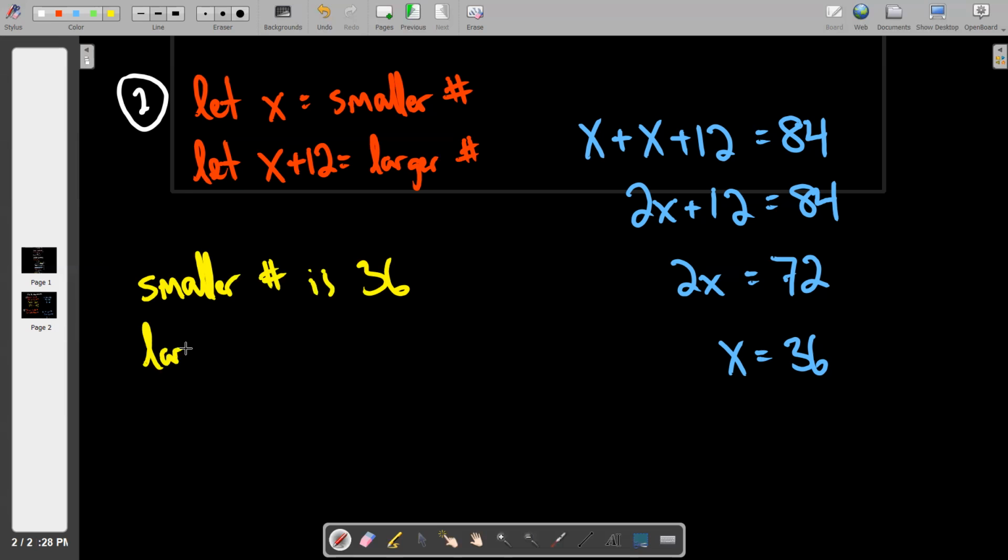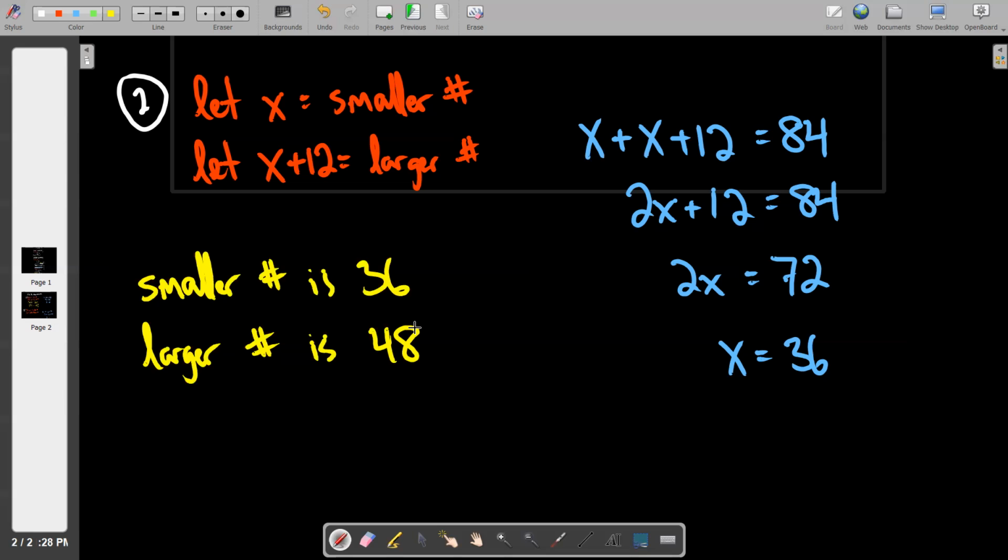And then the larger number is what? It's got to be 12 more than the smaller one. Did I hear 48 from somewhere? Very good. Bless you. Now I want to look at the question and make sure that I've done enough, not too much. I want to make sure I've answered the question specifically.